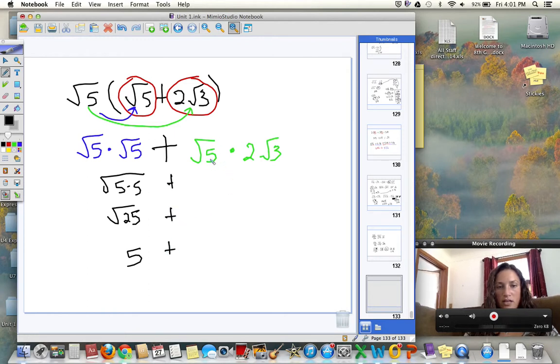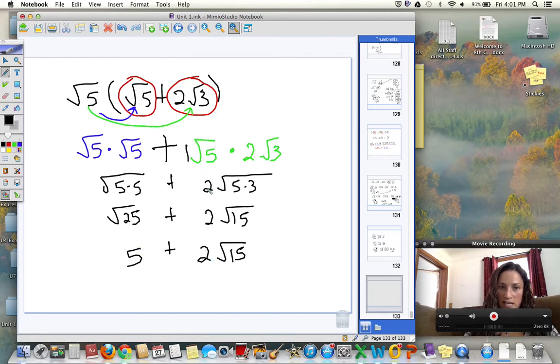When I multiply here, if there was a number out front, I'd multiply them, but it's not. So this is kind of like 2 times my 1. So I'm still going to have 2, multiply what's underneath. So this would be 2 root 15. So my answer is this. I cannot combine these. I do not multiply this root 5 times 2 and get a 10 out here, or a root 10. You can only multiply what's underneath.